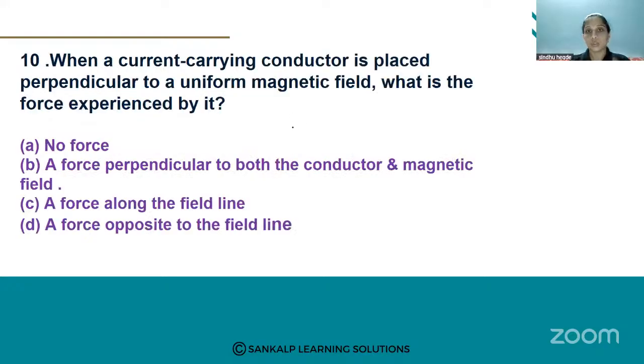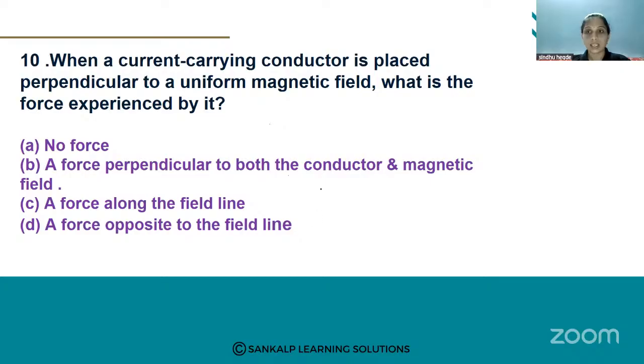Last question, that is the 10th one. When a current carrying conductor is placed perpendicular to a uniform magnetic field, what is the force experienced by it? This is purely related to the left hand rule. Option A, no force. B, a force perpendicular to both the conductor and magnetic field. C option, a force along the field line. And D option, a force opposite to the field lines.